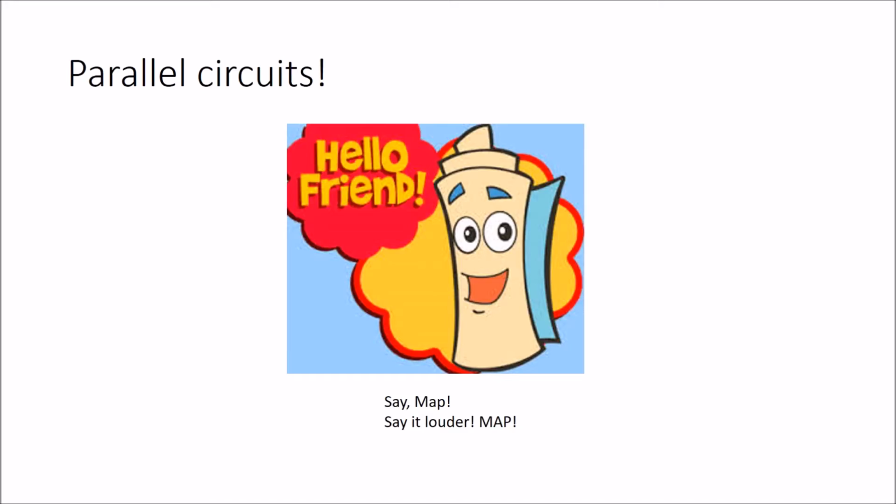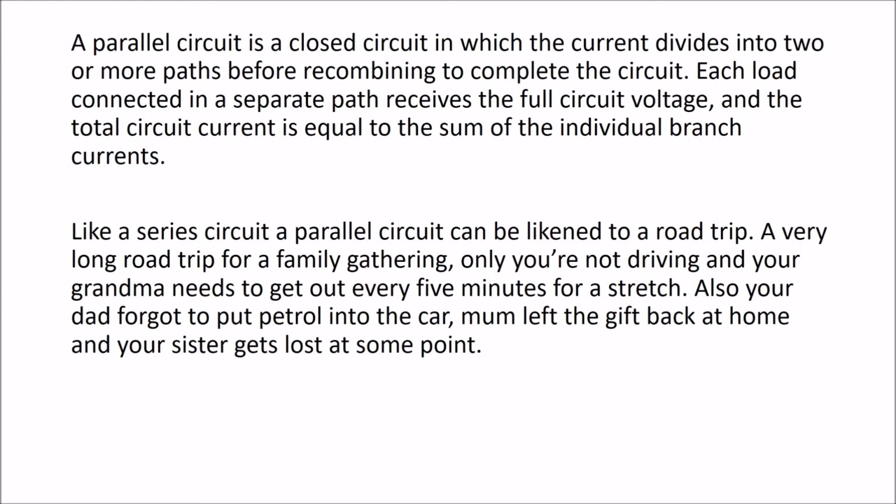Parallel circuits. A parallel circuit is a closed circuit in which the current divides into two or more paths before recombining to complete the circuit. Each load connected is a separate path, receives the full circuit voltage, and the total current is equal to the sum of the individual branch currents.